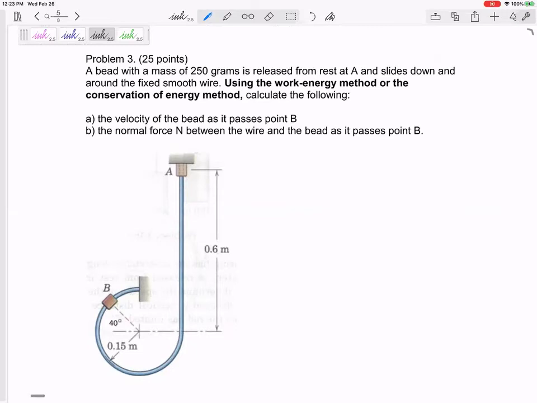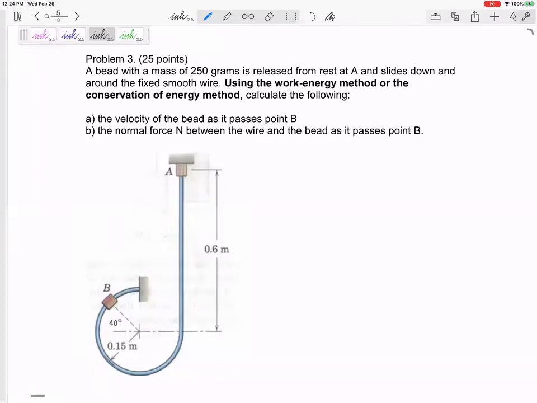All right, so we got a bead with mass of 250 grams. It's released from rest at A and slides down and around the smooth fixed wire. These problems, especially conservation of energy, make sure you understand and are clear where it starts and where it ends. Because like this one, it kind of draws it at A and B, but it's only one thing. Sometimes it'll draw it at an intermediate point. Sometimes it draws it only at the beginning and it says it goes to B. Make sure you understand. That's definitely something you could ask to clarify.